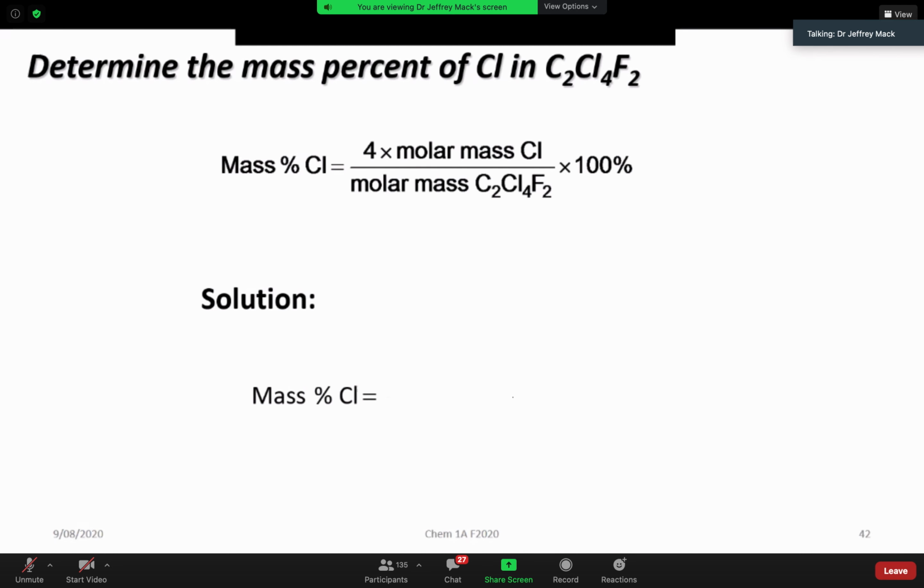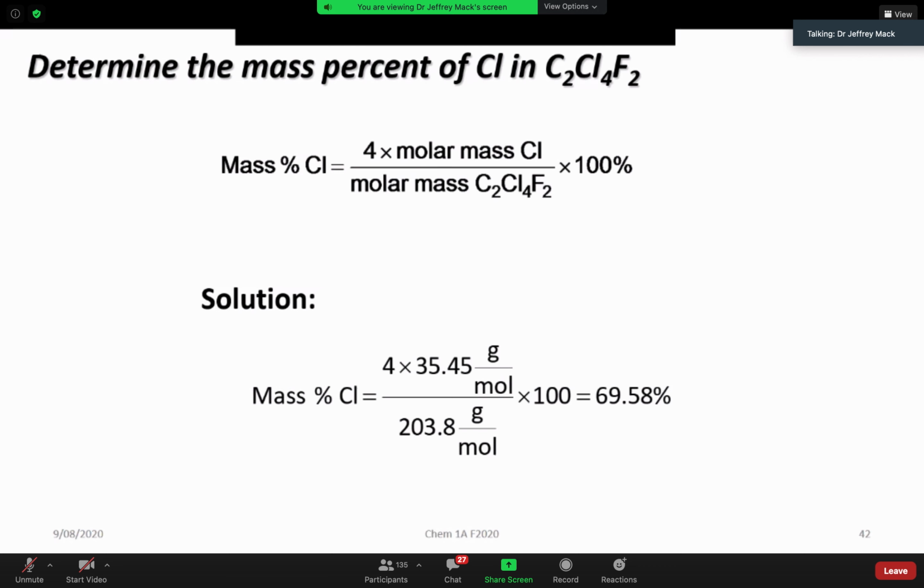We would end up with 4 times 35.54 over 203.8 grams per mole. I just did it out to 4 sig figs here. Push buttons on the calculator with 100, and it comes out to be 67.58%. That makes sense too, considering chlorine has the highest number of atoms in the compound, and chlorine has the highest molar mass of all 3 of the elements, right? Carbon's 12, chlorine is 35, and fluorine's about 19.